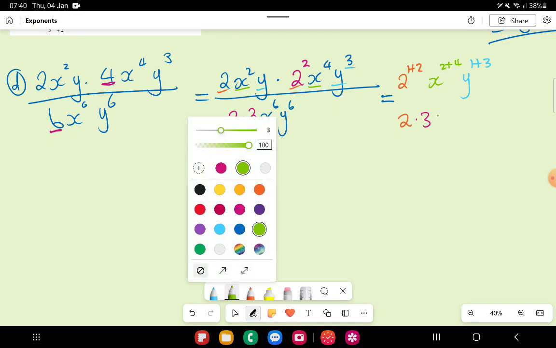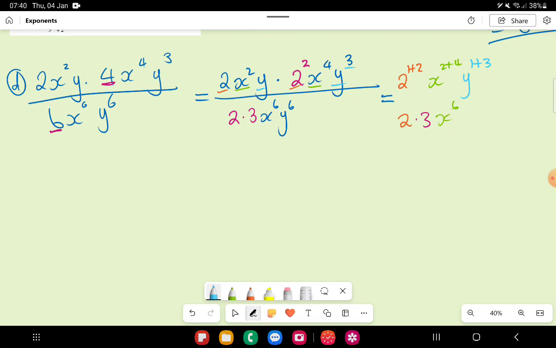X is x^6, y^6. Okay, so that's simple. Now I'm going to simplify, and I'm going to say this becomes 2 to the power of 3 x^6 y^4 over 2 times 3 x^6 y^6.